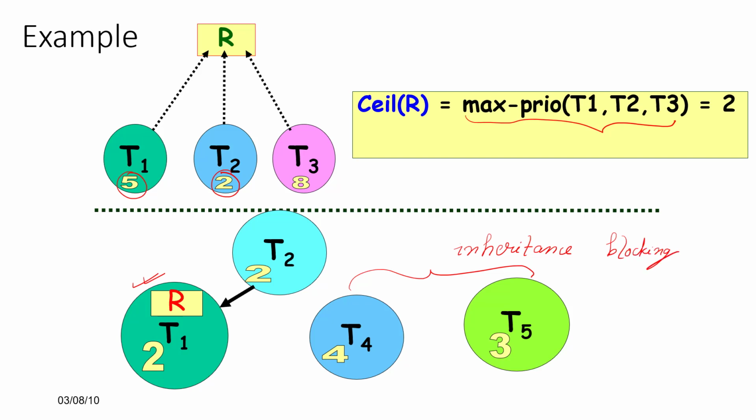All right. So they get blocked out. They are the ones that suffer from inheritance blocking, because even though they are not interested in the resource, still T1 is running with priority 2, which is the highest priority at the moment in the system.